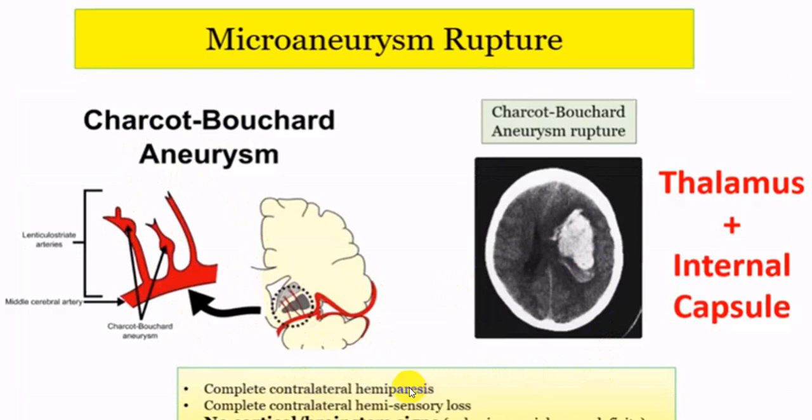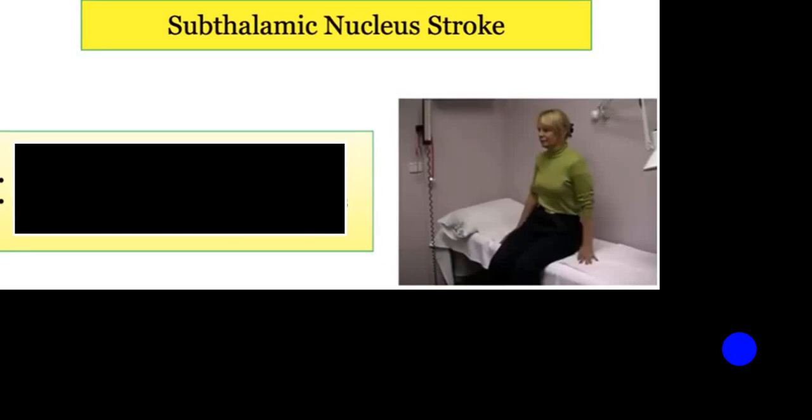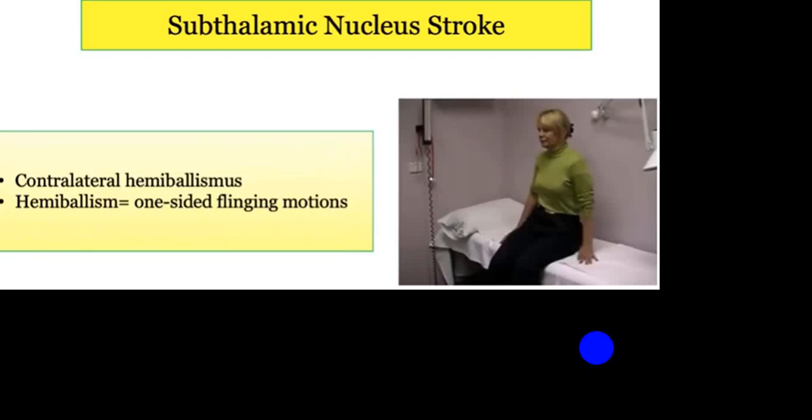So complete contralateral hemiparesis or hemiplegia with hemisensory loss, no cortical findings like aphasia, agnosia, etc., and no cranial nerve palsy. That will be very, very typical. But because of damage to the internal capsule, you will have upper motor neuron facial and typical genioglossus involvement of the opposite side. When the subthalamic nucleus is involved, it will be contralateral hemiballismus. You will have a sudden jerky movement of one side.